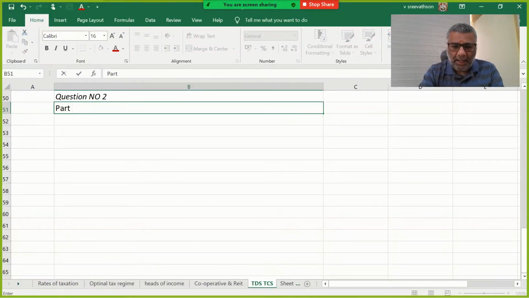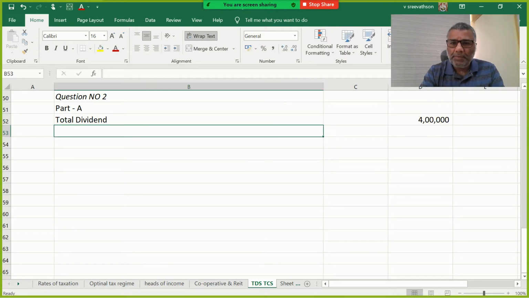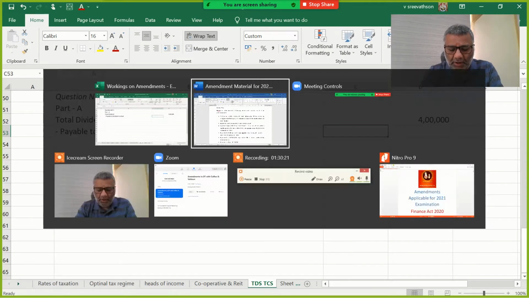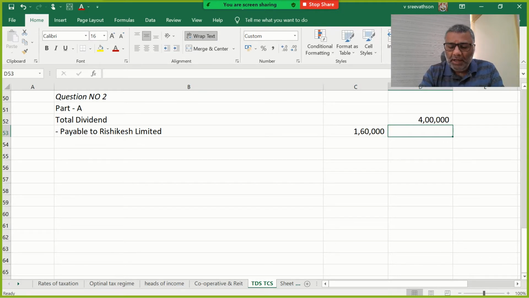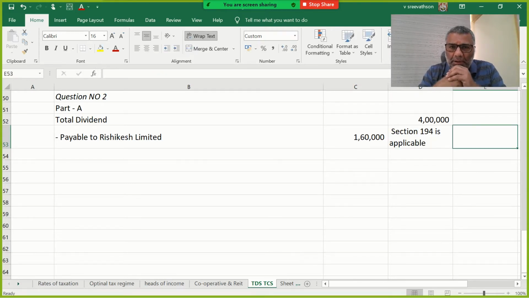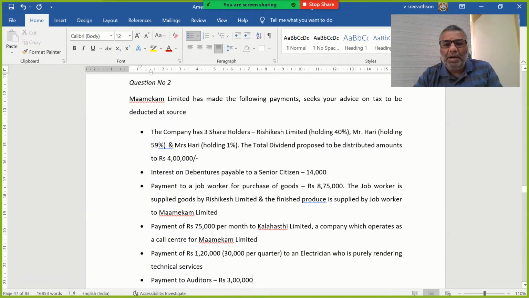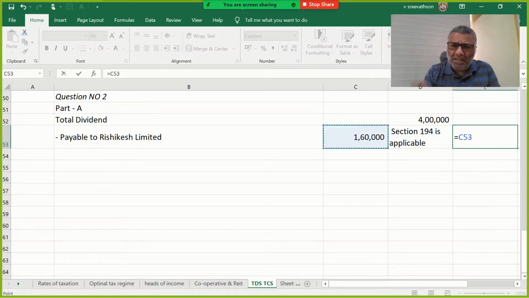Okay, part A. Total dividend 4 lakhs, payable to Rishikesh Limited, who is holding 40%, 4 lakhs into 40%. Section 194 is applicable, my dear friends. They have not given the date of payment. Take it as 10%, or you can write 2 answers. If it is falling between 14th May and 31st March, 7.5%. But that second part is only optional, more about provisional understanding.